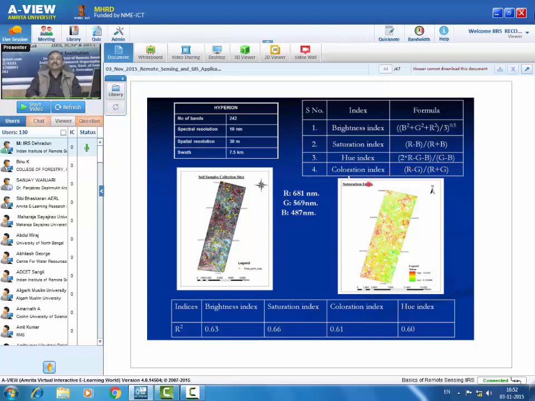Using these index values and the soil carbon values, we made a correlation study, and we found that the saturation index and brightness index have good correlation with the soil carbon. So using these indices we can map the soil carbon in the study area.